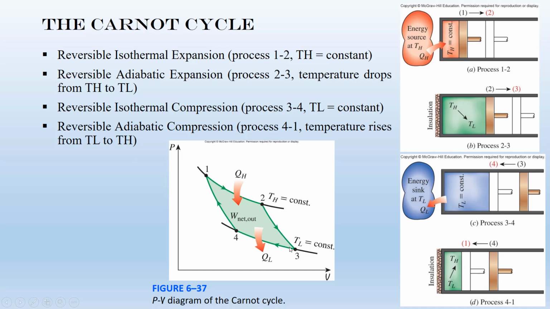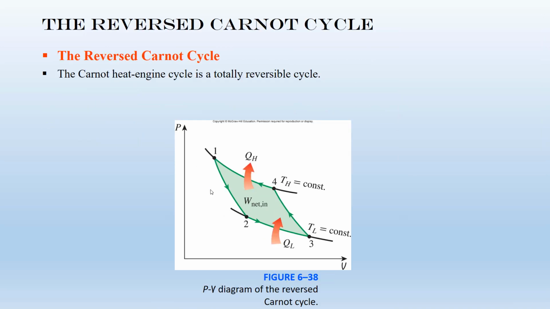The third one in the Carnot cycle is reversible isothermal compression. And the last one is the reversible adiabatic compression. So keep in your mind that for the Carnot cycle that works based on the heat engine, we have 4 reversible processes.